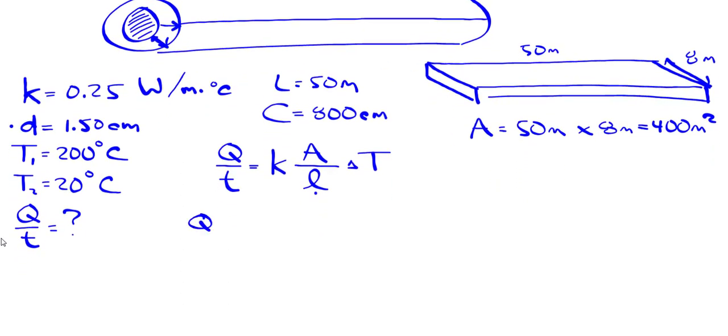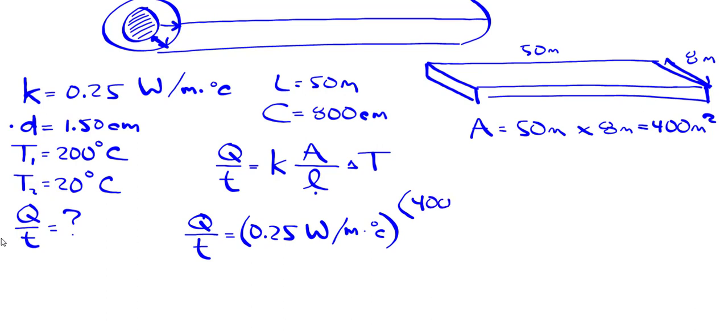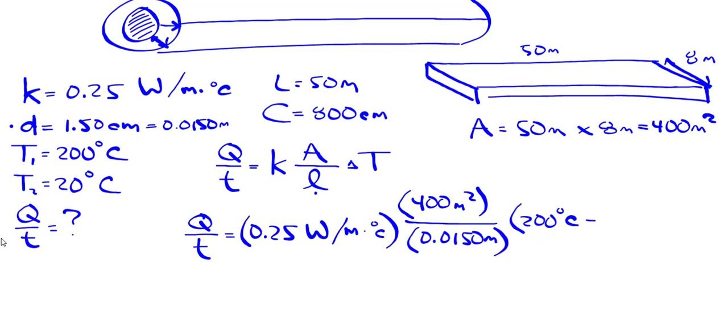So the rate of energy transfer is equal to the thermal conductivity, 0.25 watts per meter degrees Celsius, times this area of 400 meters squared over the length it passes through. Now, 1.50 centimeters is the same as 0.0150 meters. So I'll put that in here, 0.0150 meters. And the temperature difference is going to be 200 degrees Celsius minus 20 degrees Celsius.